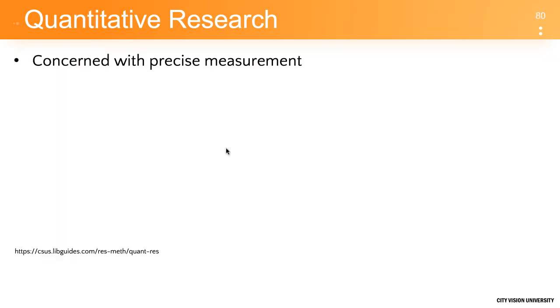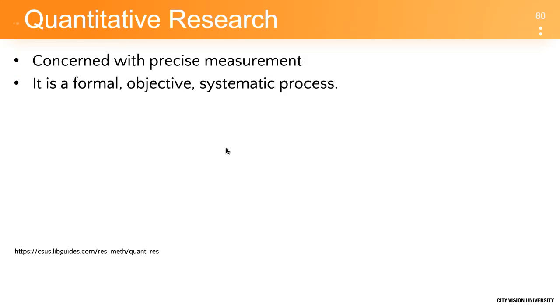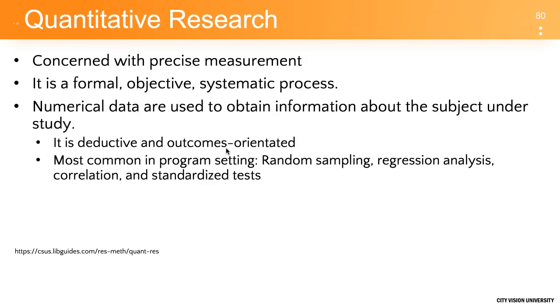But how can you apply that? You can apply it through quantitative research, concerned with precise measure, formal, objective, and systematic. The numerical data are used to obtain information about the subject under study. So, for instance, you do qualitative research and document 97 interviews, and out of that you identify half a dozen key themes. Then you can put that into a survey form and send it out to a much larger audience and ask them the degree to which they agree with the statements that came out of this qualitative study. So one thing leads to another.